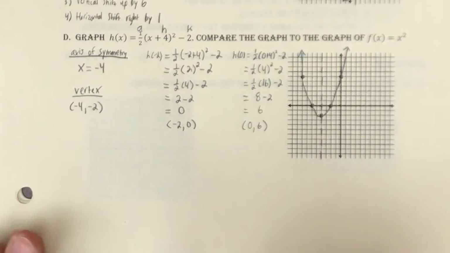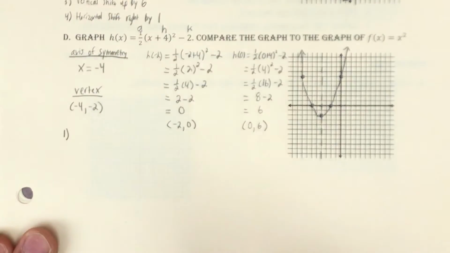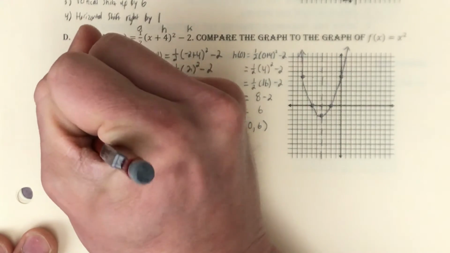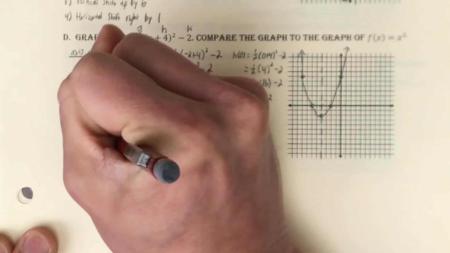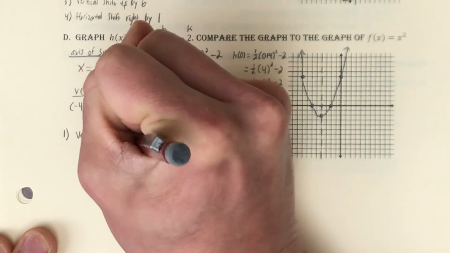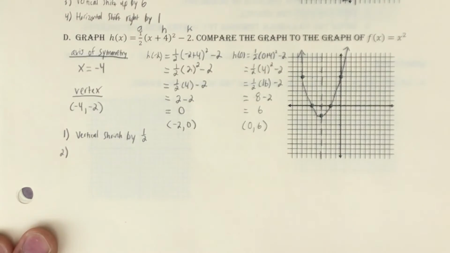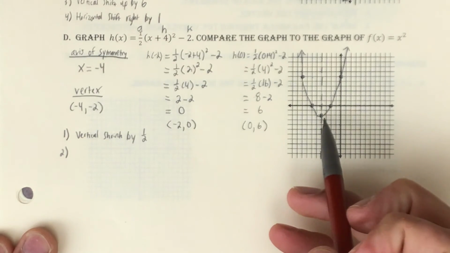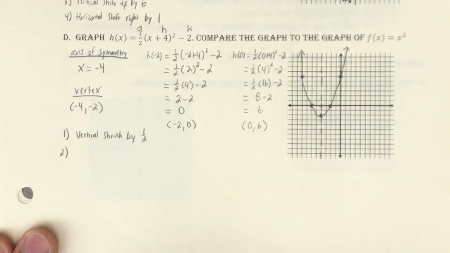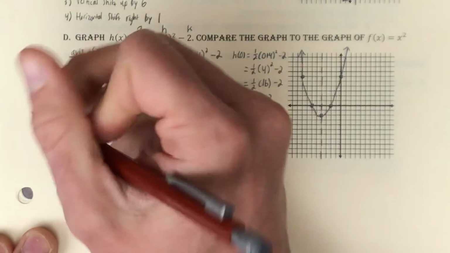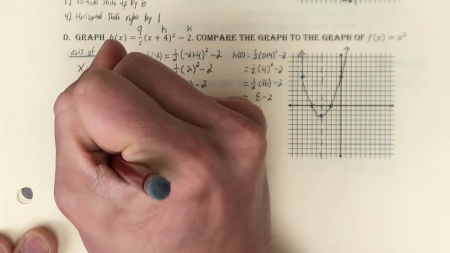So comparison, 4 things. First thing we're looking for is, do we have a vertical stretch or shrink? That's determined by A. Now my A here is 1/2, which is less than 1. So that means I have a vertical shrink by 1/2. Then I want to look, do I have a reflection? Well, again, it's an upward facing parabola. Also, there's no negative in front of the 1/2. So that means there was no reflection.